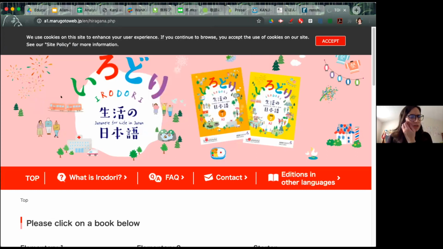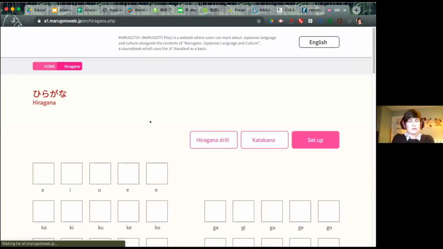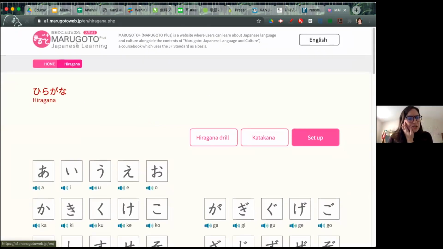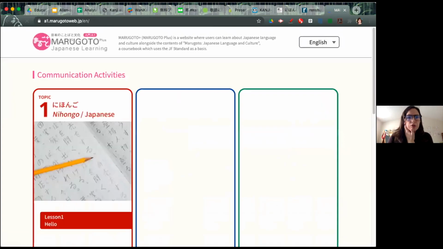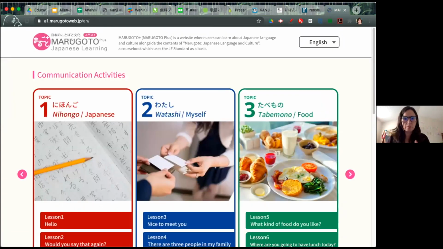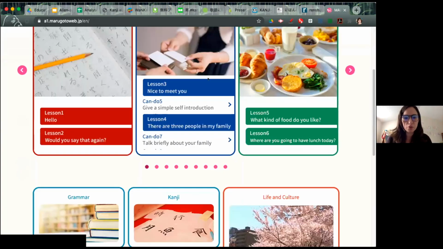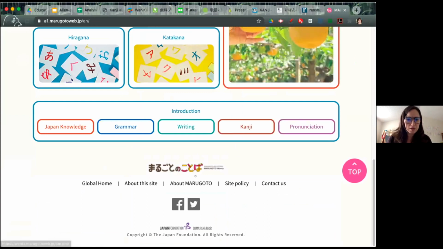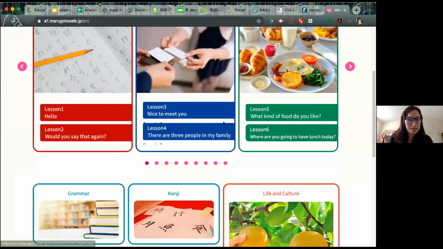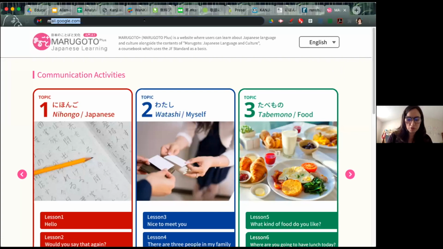Marugoto and the Marugoto no Kotoba websites link all of it together really nicely. And also the Minna no Kyozai is part of that same suite of information. If you come down to the bottom, it's Japan Foundation. Actually, let me just go over to Minna no Kyozai because that is kind of the parent for all of this.